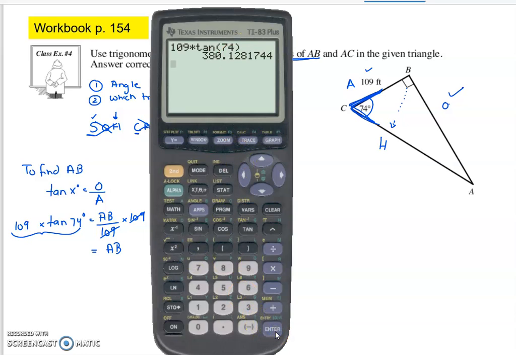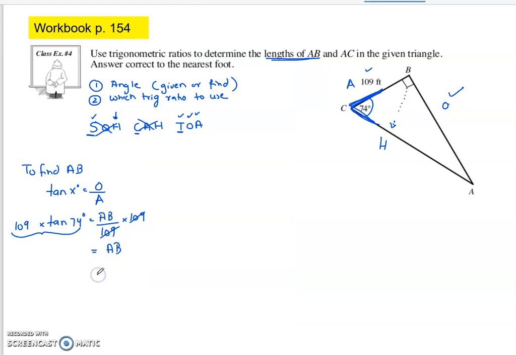So our answer comes out to be 380.1281. What I mean by that is, if you were to type in tan 74 first, make sure you close the bracket and then times 109. If you don't do that, you will get a wrong answer. Okay. So in both cases, it doesn't matter which way I multiplied them, I made sure my bracket was closed. So AB to the nearest foot comes out to be 380 feet. So now I know this measurement as well. I just need to do the second one as well.